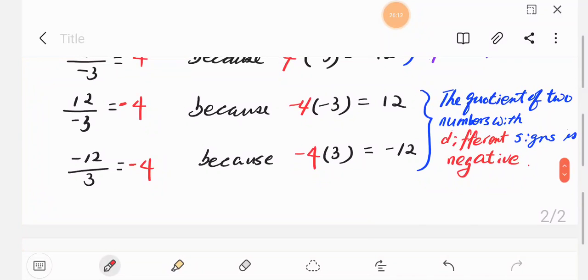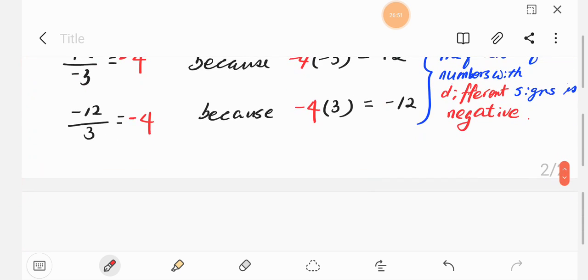Okay, how about when one of them is negative? The quotient of two numbers with different signs. One is positive, one is negative, then the result is negative. So when you divide numbers, make sure whether the signs are the same or different. If they have the same signs, then the quotient is positive. If the numbers have different signs, then the quotient is negative.